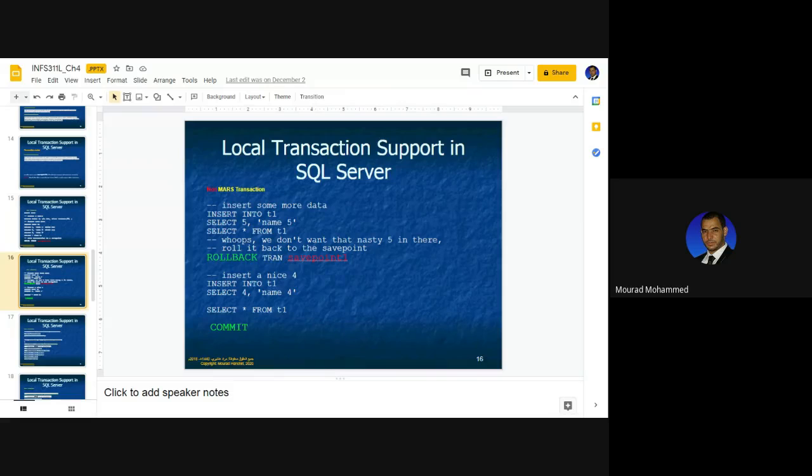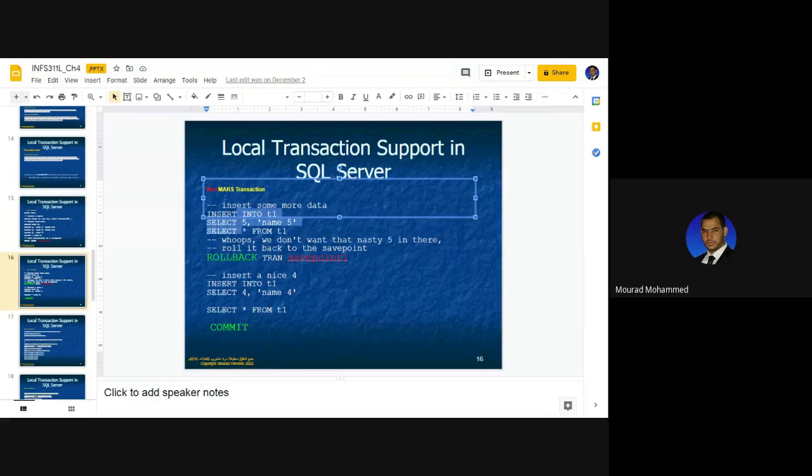Still in the same transaction only. Still we have transactions to go. Then here we are going to roll back for a reason or another. We don't want those three transactions here. We don't want them. We have to roll back. So we can do that.